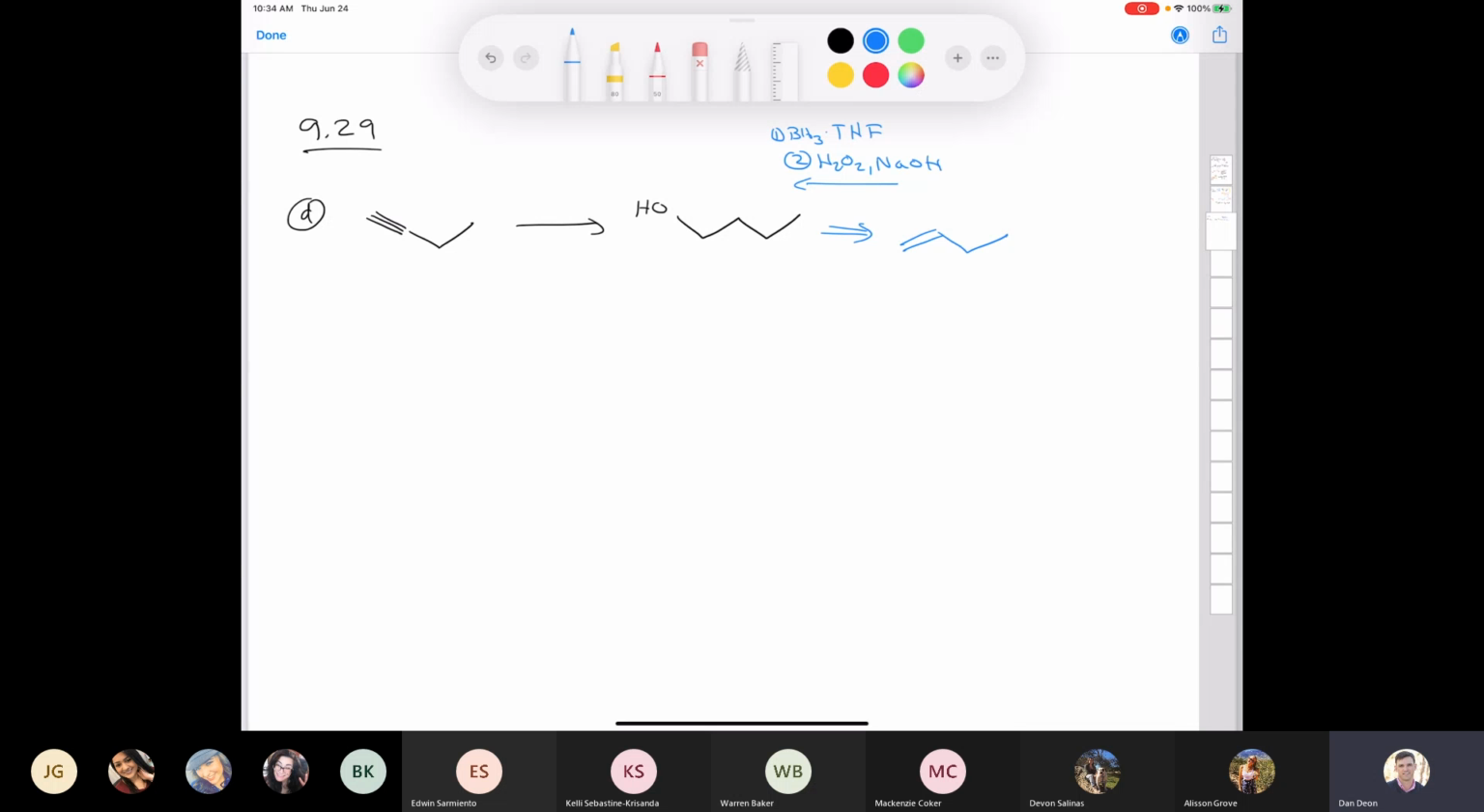So then the question becomes, how do I go from here to here? Could anybody make a suggestion on how to get from 1-butyne to 1-butene? I'll take any suggestions.